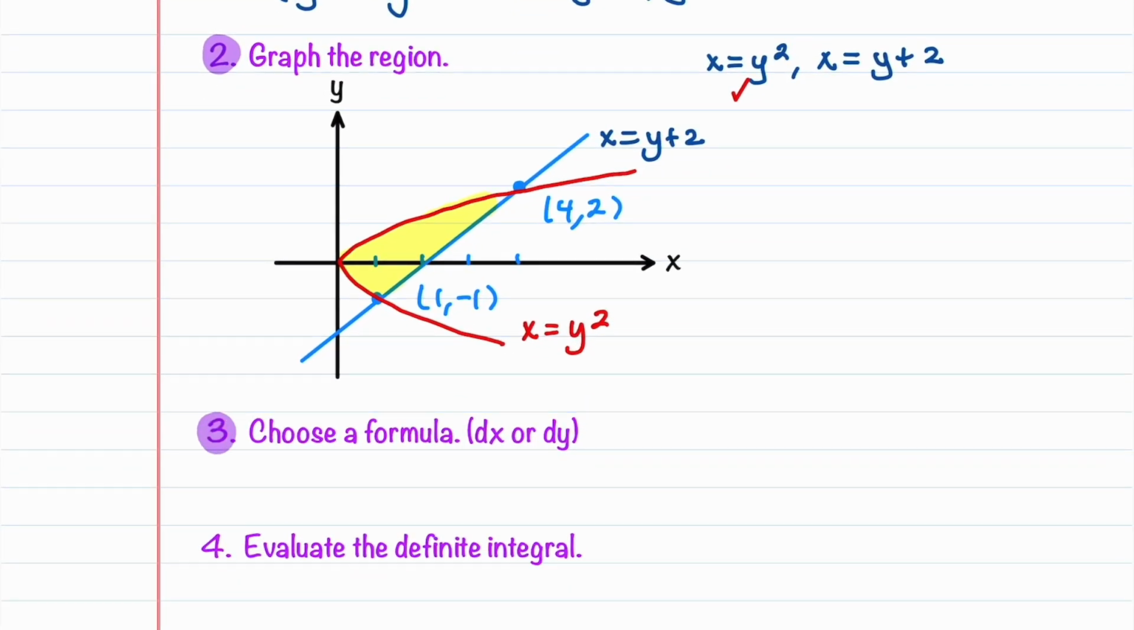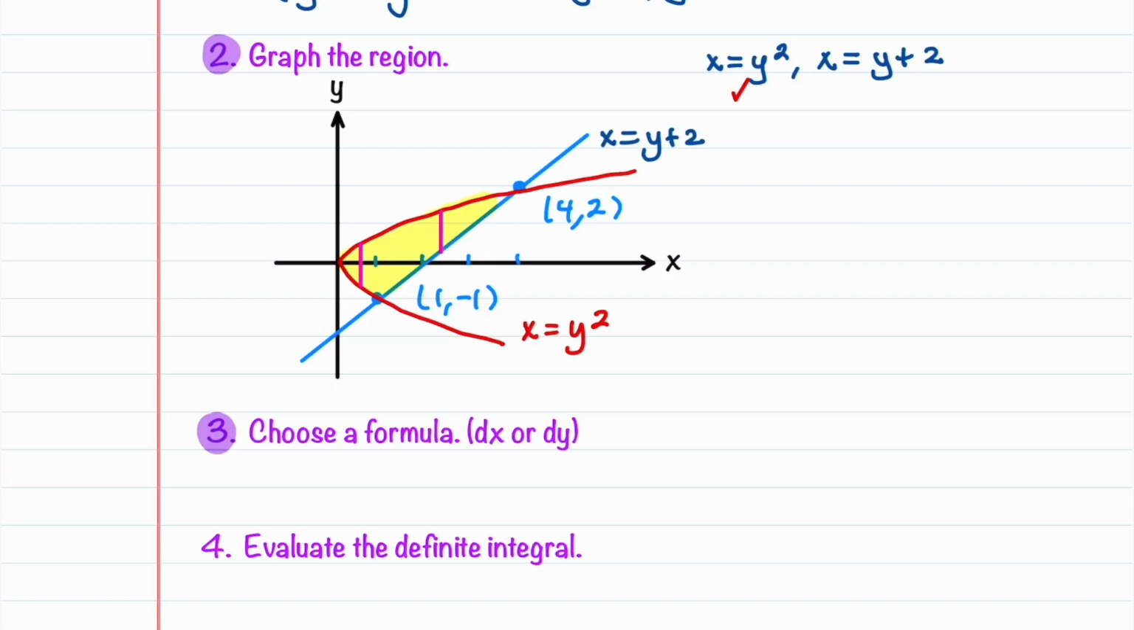Our third step is to choose a formula for integration, and we need to decide if we want to integrate with respect to x or with respect to y. If we integrate with respect to x, we're going to have one curve on the top and one curve on the bottom. If we draw some horizontal lines here, you can see if we look at the first horizontal line that there is the same curve on the top and on the bottom. So that tells us we don't want to integrate with respect to x.